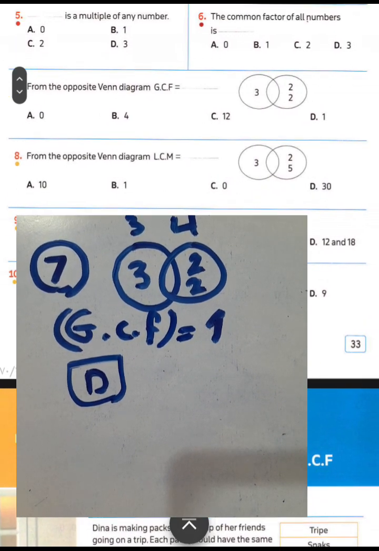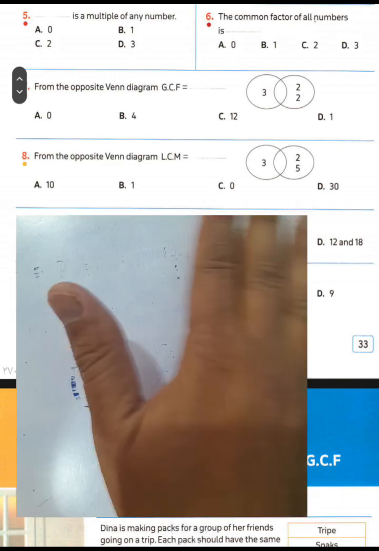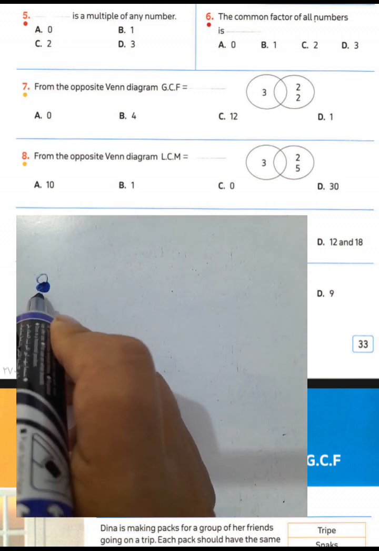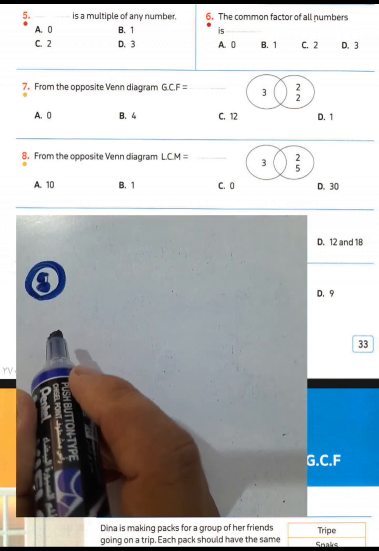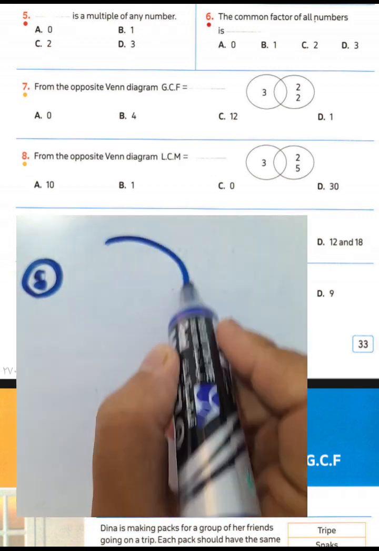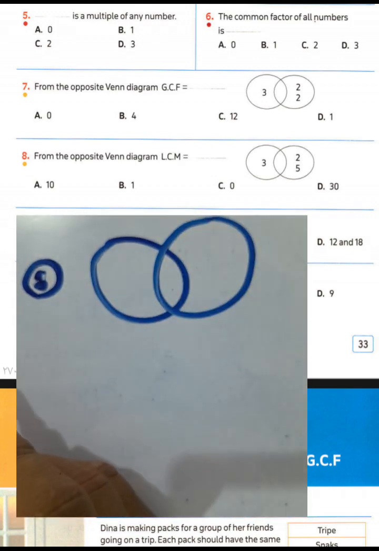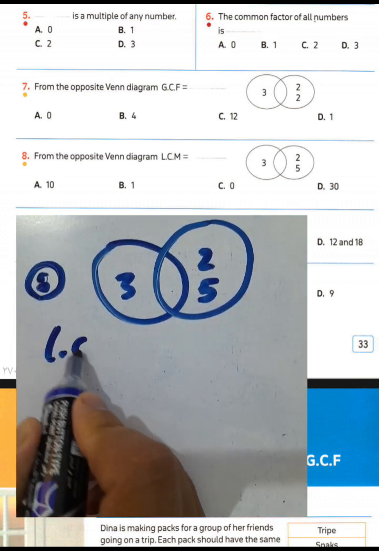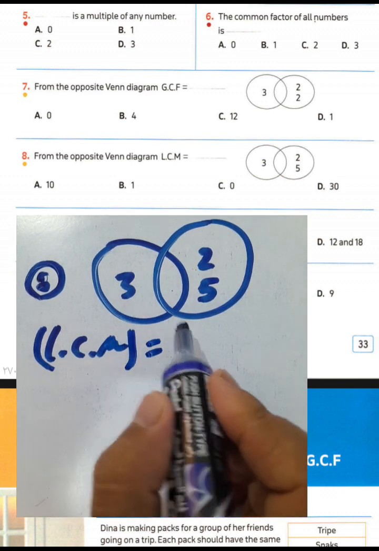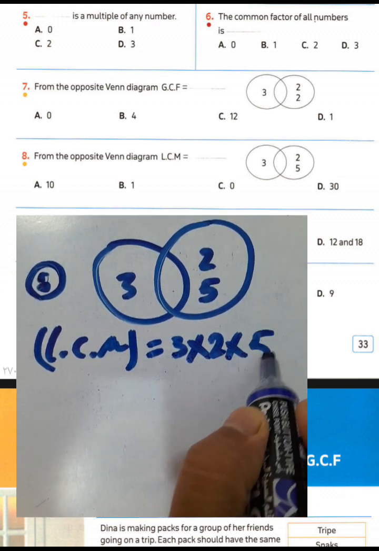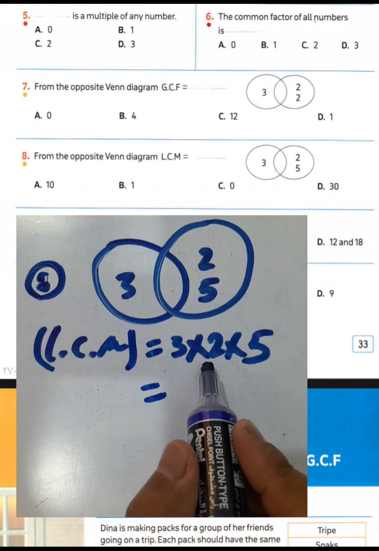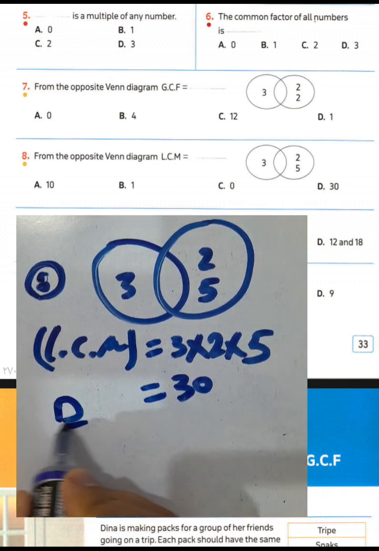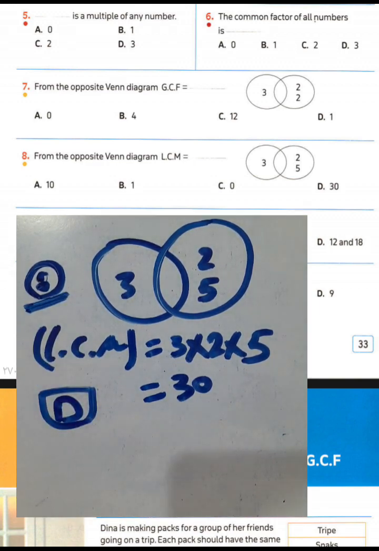Question 8. From the opposite Venn diagram, find the least common multiplication. We have a circle here and another circle. We have here 3 and 2 and 5. The least common multiplication will be 3 multiplication by 2 multiplication by 5. 3 times 2 equals 6. 6 times 5 equals 30. Choose letter D about question 8.